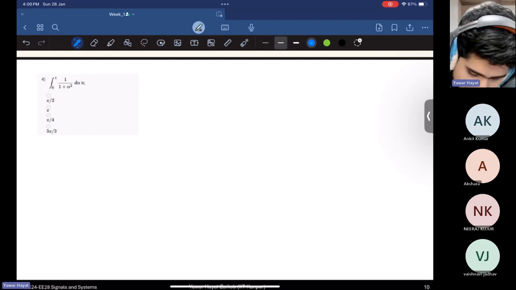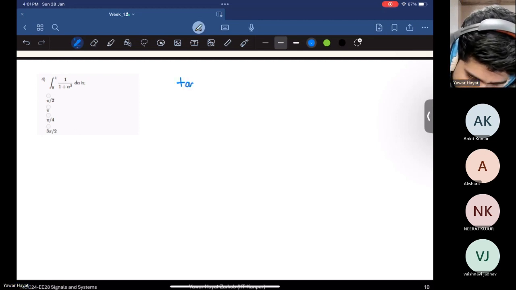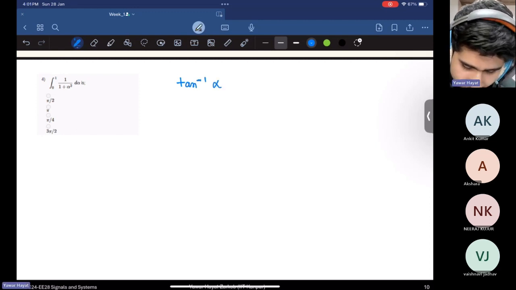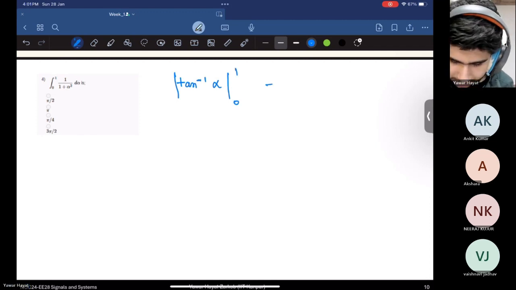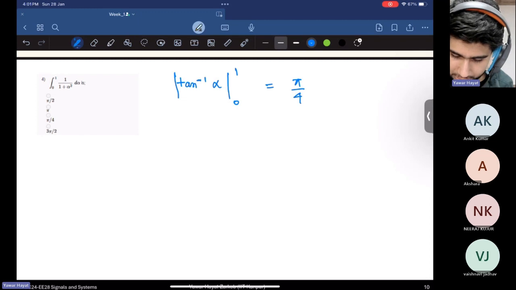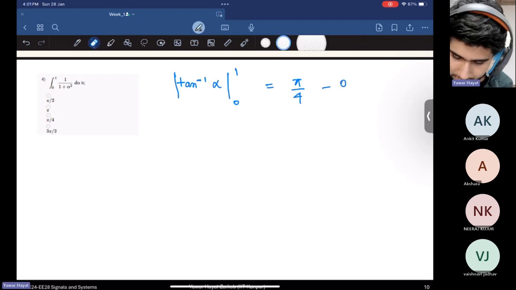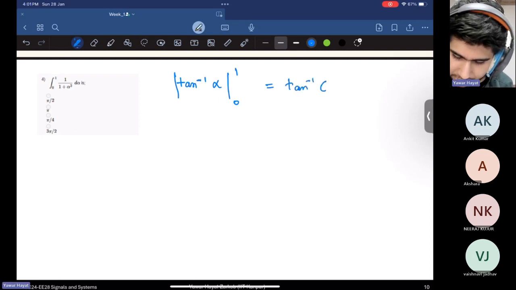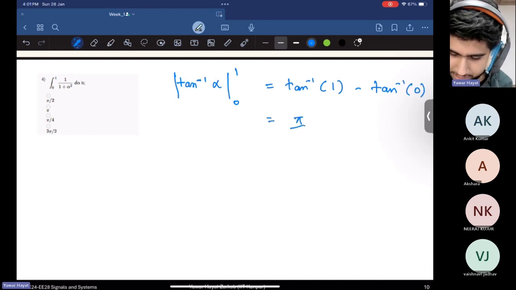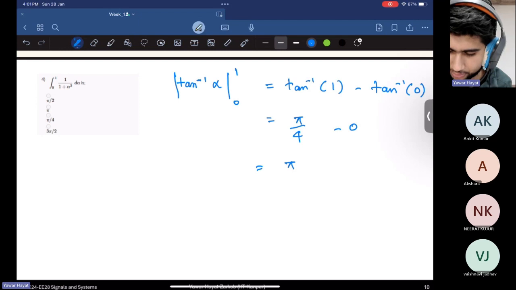Since we have this definite integration, what we can write is tan inverse of alpha, since the variable of integration is alpha in this case, under the limits 0 to 1. Or wait, why should I skip a step? Tan inverse of 1 minus tan inverse of 0. That is nothing but pi by 4 minus 0, and that is pi by 4.